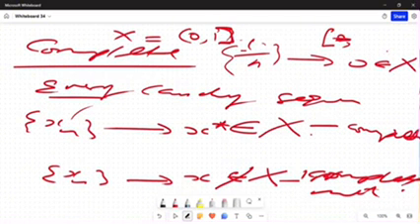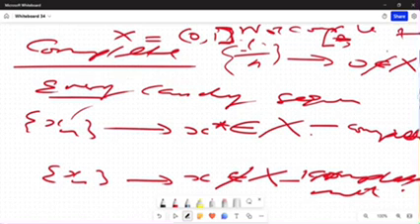No. This sequence is there, but the limit converges to 0, and 0 is not in this space. It's not there, because the space is not complete. So you now see that this space is not complete. You picked up a Cauchy sequence there, but the limit is not in the space under consideration. So it's not complete.